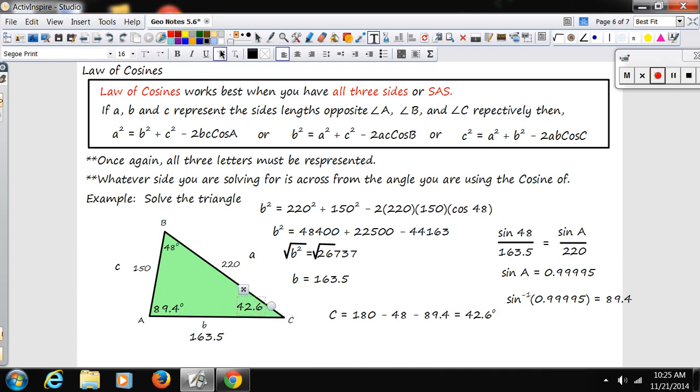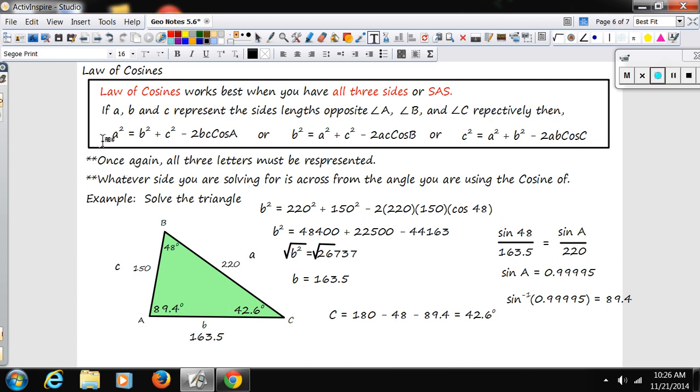Now before you go to your next problem, you always look back at the answers and see if they make sense. Look at your biggest angle. My biggest angle on this triangle is 89.4. Is my biggest side 220? Then that works. My smallest angle is 42.6. Is my smallest side 150? Yeah, so the triangle works. Make sure that you've got it so that it makes sense. You don't want to submit a triangle that has the biggest side across from the smallest angle. Yeah, that won't work. So make sure you look for that.